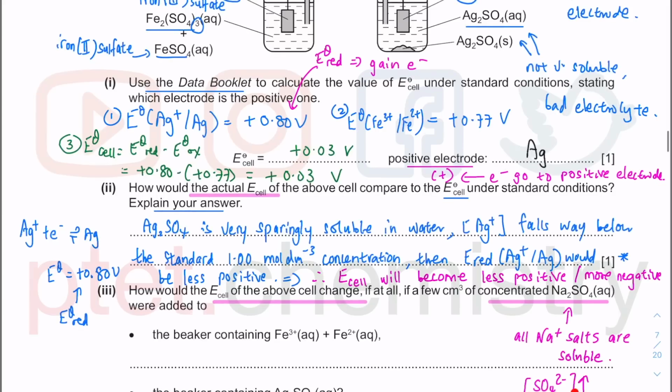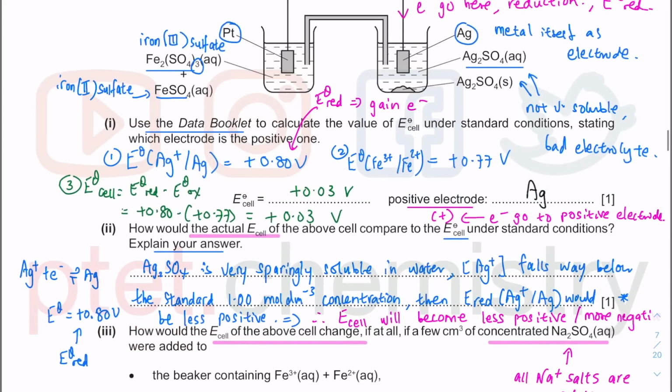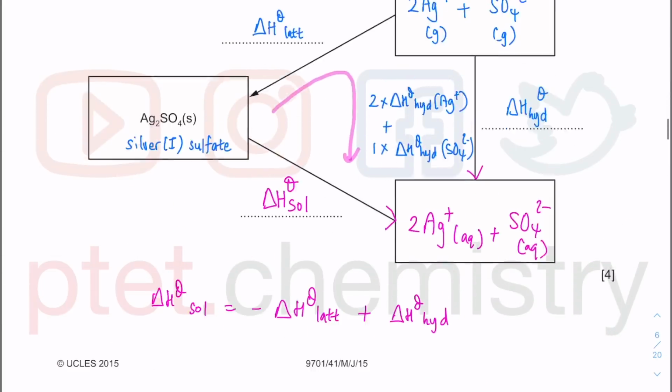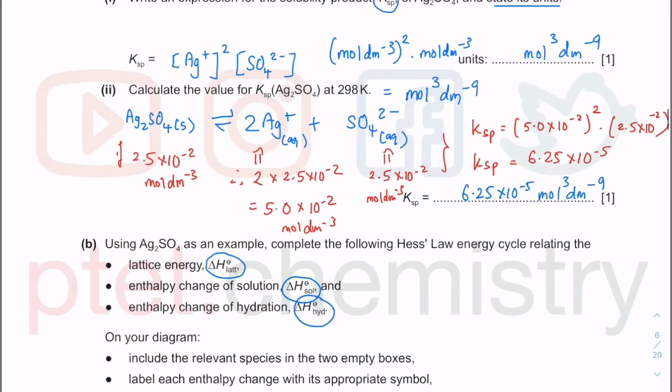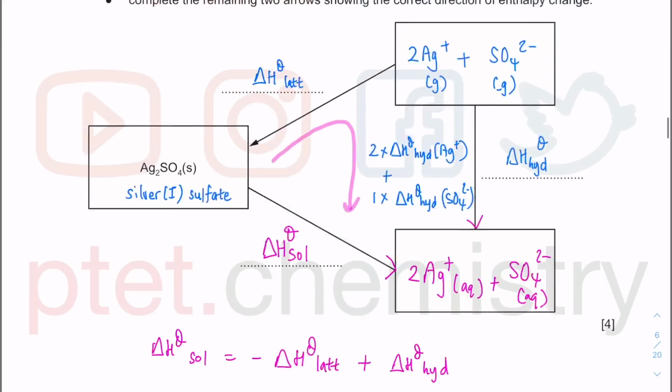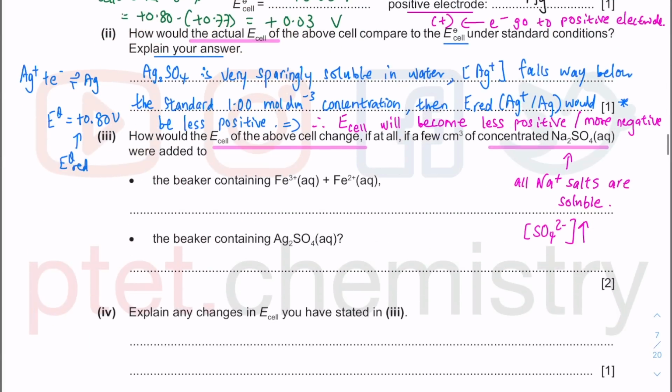Since we get more SO4 2- in the equilibrium, you can imagine the KSP equilibrium set up earlier in the question. If we have more SO4 2- from the sodium sulfate, this equilibrium will try to remove the SO4 2- from the equilibrium. It will shift to the left-hand side. When you shift to the left-hand side, you will get even lesser Ag plus concentration.